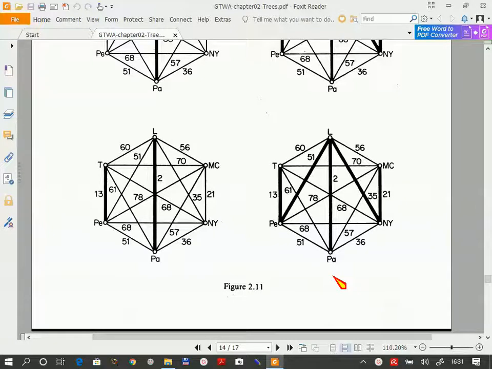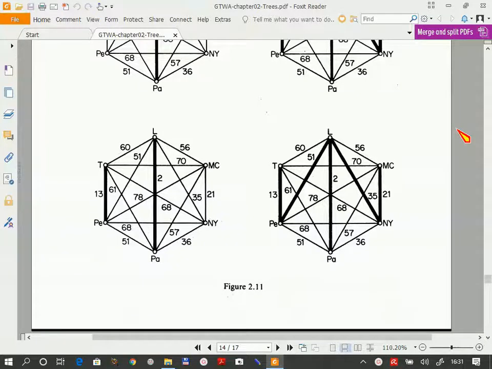Now if I want to, what is this town? PA? What is it? Paris, okay. So we are in Paris, and we want to have minimal paths starting from Paris. So what shall we do? Let's see what we have at a minimal distance.